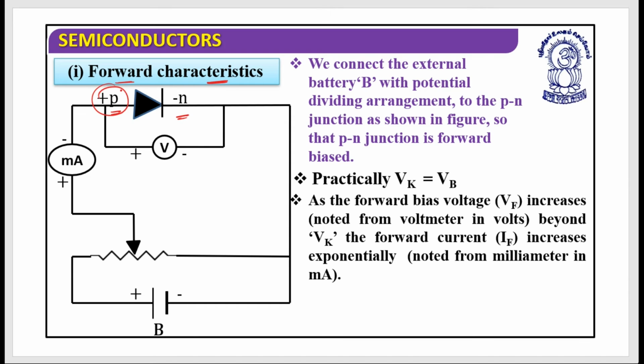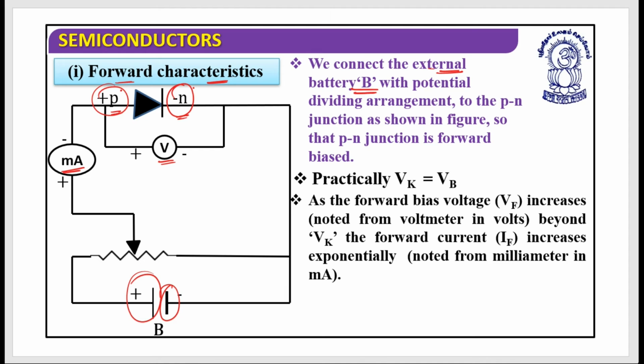So this P type material has been connected with the positive terminal of the battery, and this N type material has been connected with the negative terminal of the battery. To measure the current, we have the ammeter, and to measure the voltage across the PN junction diode, we have a voltmeter connected in parallel across the PN junction diode. So this is the circuit diagram to measure and to plot the VI characteristics.